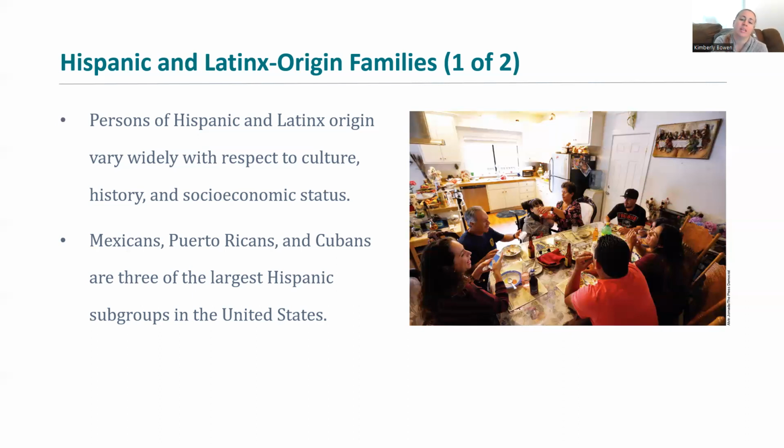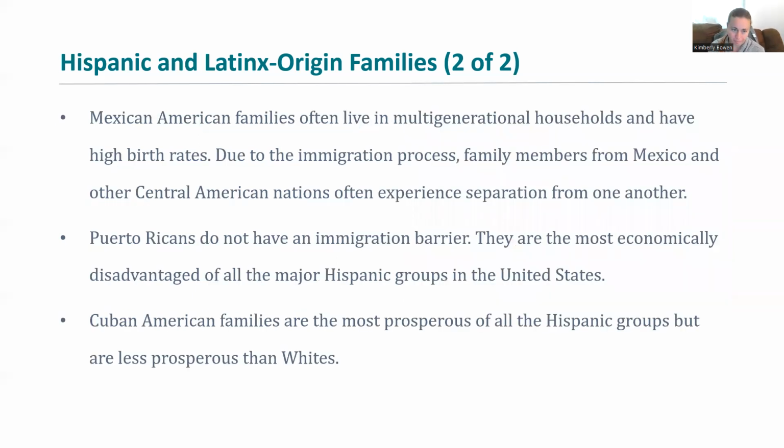Persons in Hispanic and Latinx homes originally vary widely with respect to culture, history, and socioeconomic status. Mexicans, Puerto Ricans, and Cubans are the three largest Hispanic subgroups in the United States, which we talked about in a previous lecture. Mexican American families often live in multi-generational households and have high birth rates due to the immigration process. Family members from Mexico and other Central American nations have often experienced separation from one another and can live in multiple locations over the course of their life.